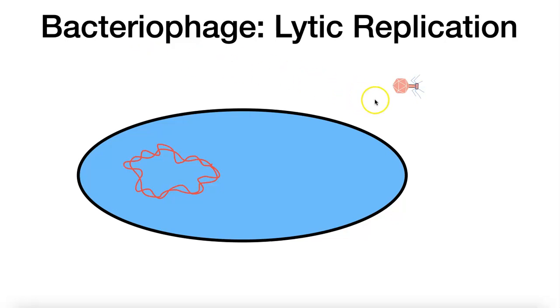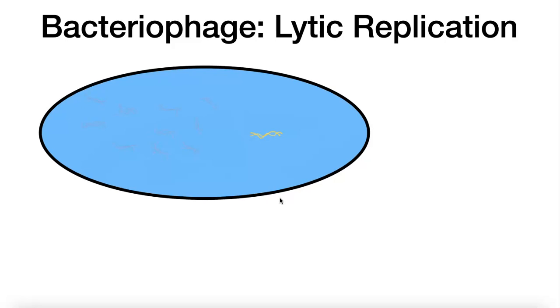And so in this image, what we have here is a bacteriophage, and we have a bacterial host cell with a chromosome shown here in red. And so all viruses need to first attach to a host cell and then enter a host cell. In this case, entry is achieved simply through the viral DNA entering a host cell.